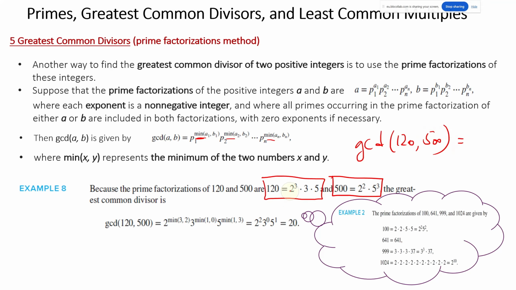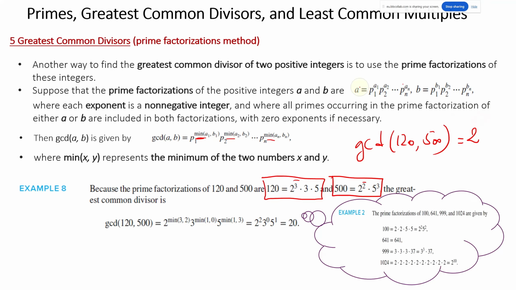So this is what it says. The power is going to be the minimum between 3 and 2. Obviously, the minimum between 3 and 2 is going to be 2. So let me write, this is going to be 2.